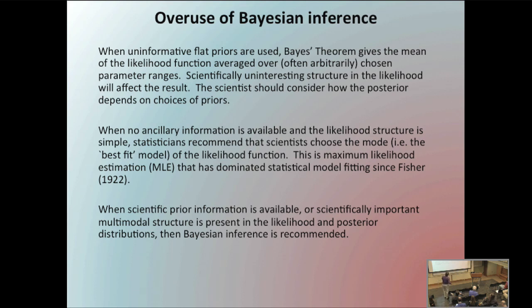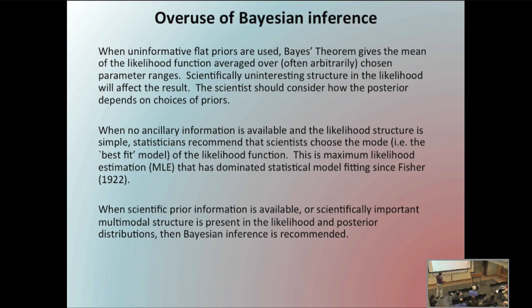When uninformative and flat priors are used, Bayes' theorem is basically giving the mean of the likelihood function, not the mode of the likelihood function. The mode is the best fit value, the best fit single value. The mean is where you're averaging over. Now, if it's just a little Gaussian, the mean and the mode are the same. But if you have funny structures around, the mean is going to be pulled off of the mode. And so it could be that those things pulling it off the mode are scientifically uninteresting. And maybe you really don't want the mean. Maybe you really want the mode.